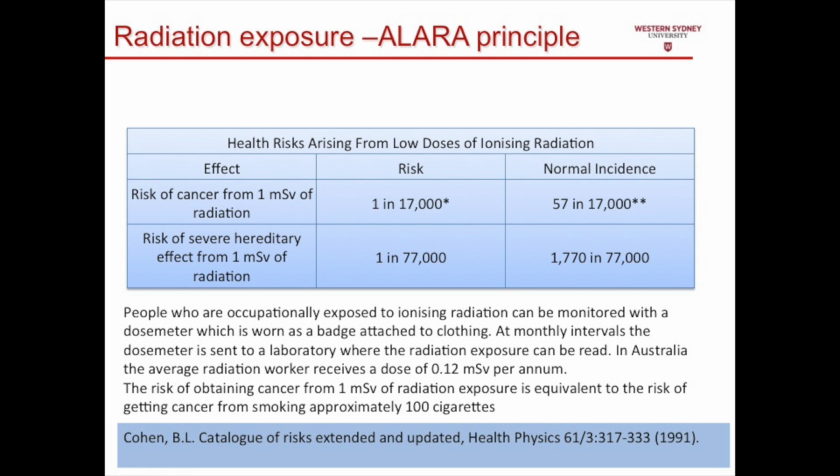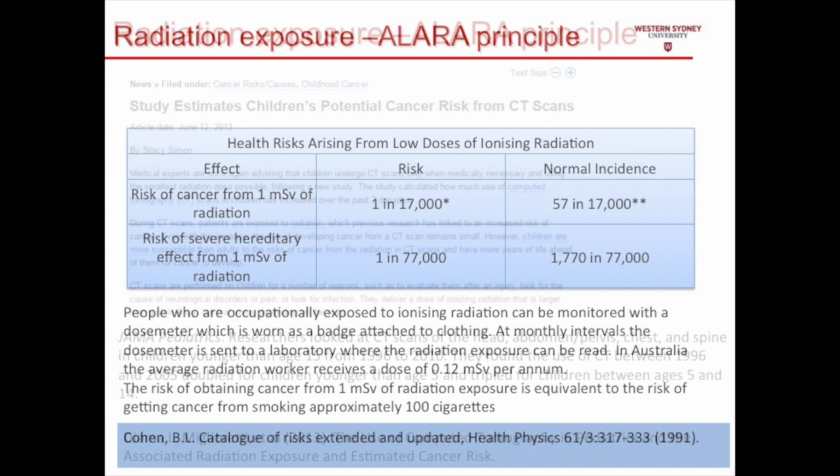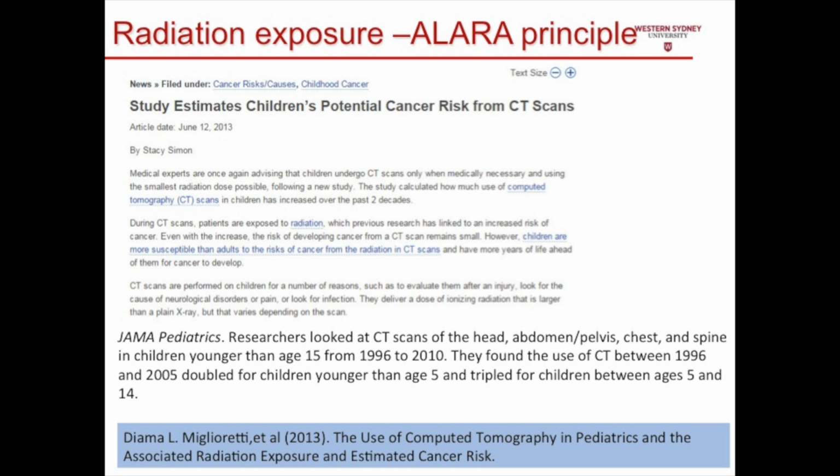In terms of giving you some appreciation of what the risk of obtaining cancer from 1 millisievert of radiation exposure is, it would be equivalent to the risk of getting cancer from smoking approximately 100 cigarettes. So keeping with the ALARA principle, and also having the recognition that different tissues are more susceptible to the biological effects of radiation exposure, and also different individuals, it's generally accepted that children are more susceptible to the biological effects of radiation than an adult would be. And particularly the younger the child, the higher the potential theoretical risk.